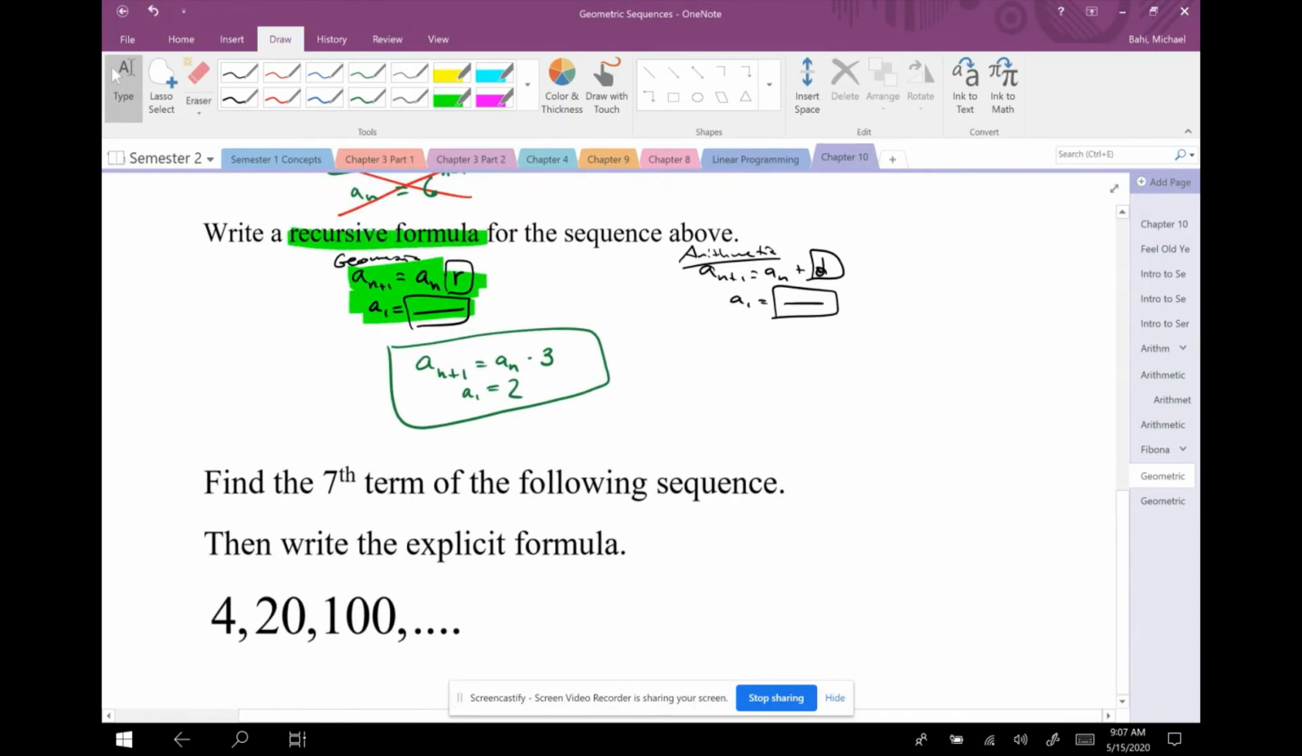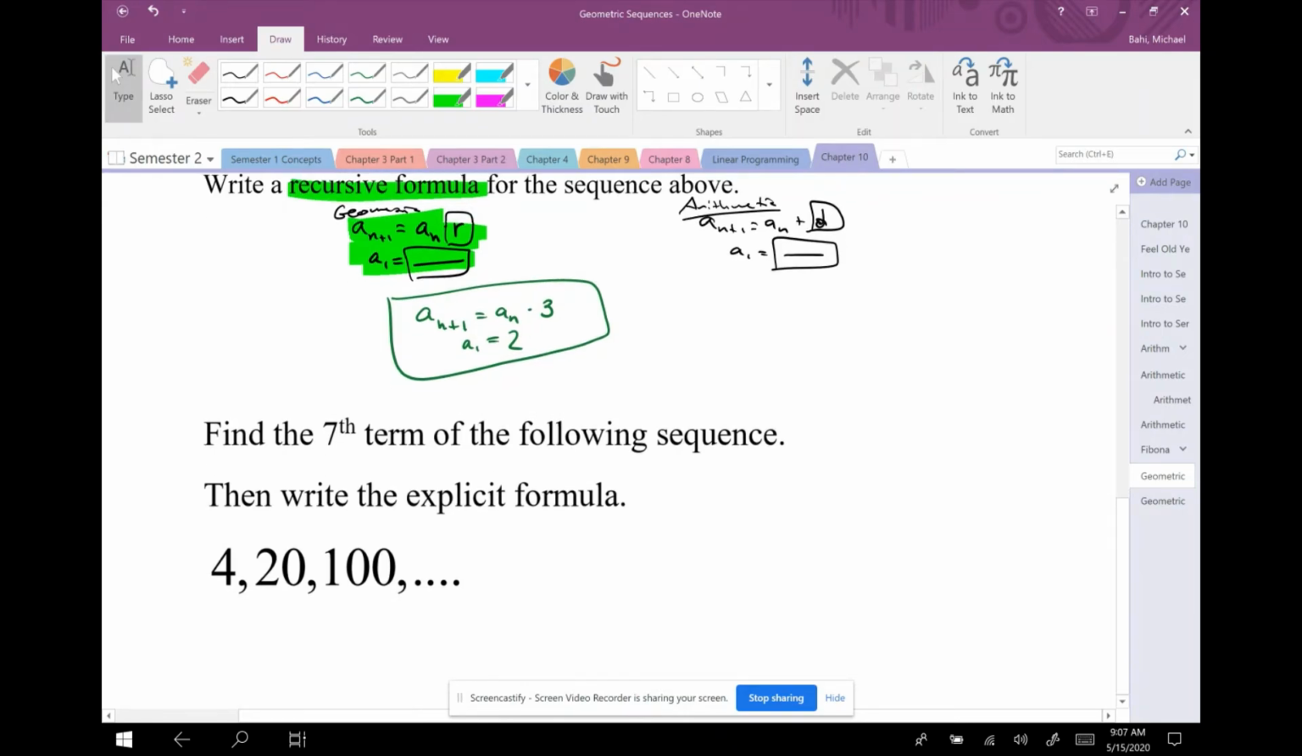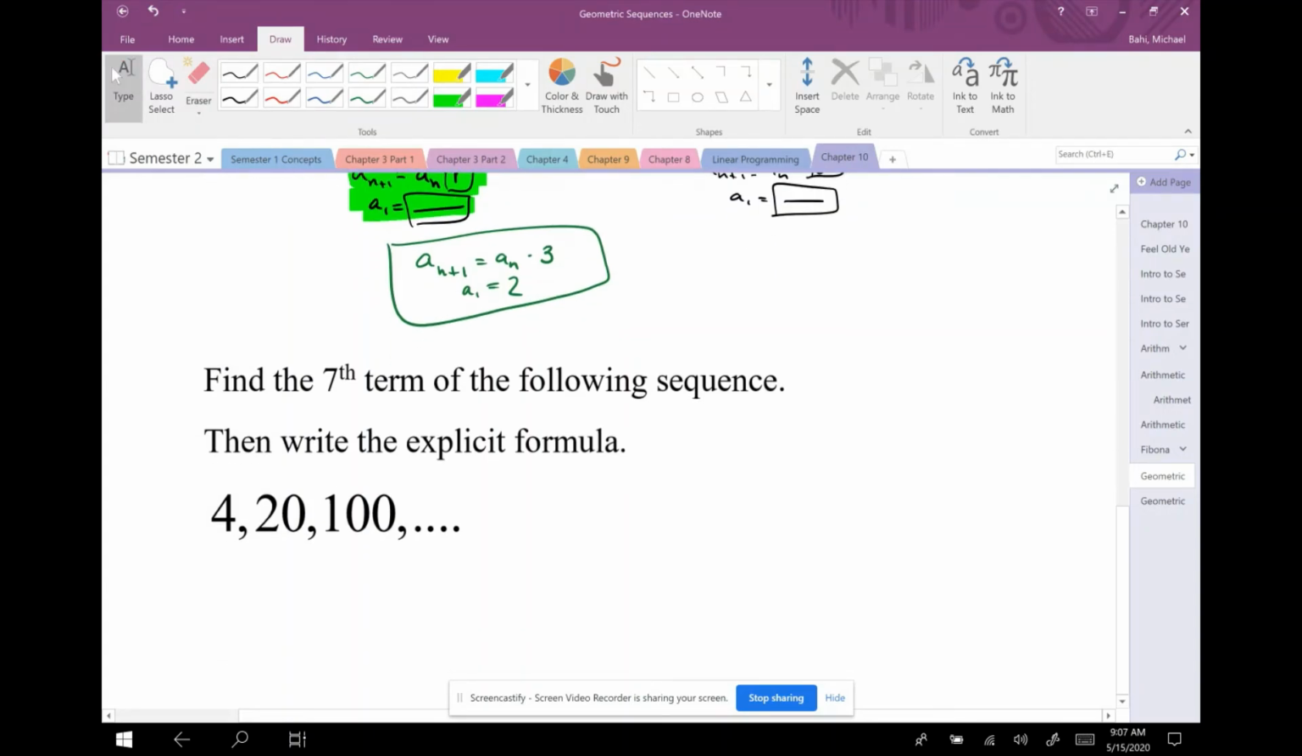All right, guys, one more example, and then that's all. Find the 7th term of the following sequence. So now, again, these are just sequences. They're not series. We'll be getting to series on Tuesday. So they just want the 7th term of the sequence. Then write the explicit formula.